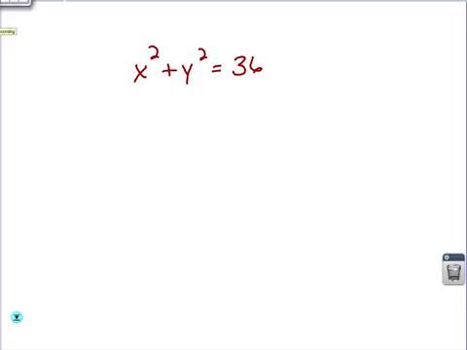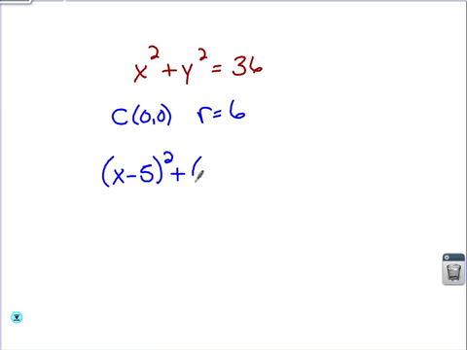So here we go. X squared plus y squared equals 36. Caitlin, this will be a circle with a radius of what? Good. And the center of this circle is at 0, 0. Everybody understand that? Let me move it. X minus 5 squared plus y minus 2 squared equals 36. That is the same circle. The only difference is it's been moved over. See if that makes sense.